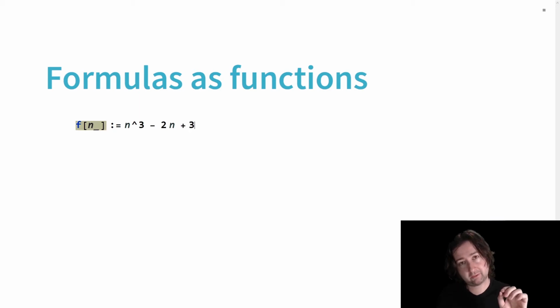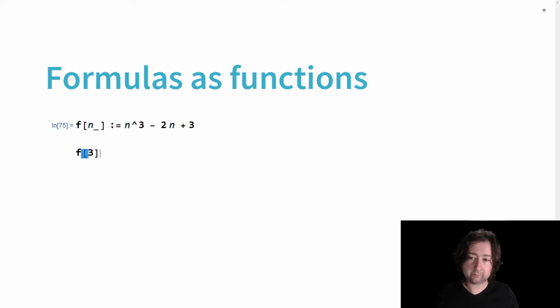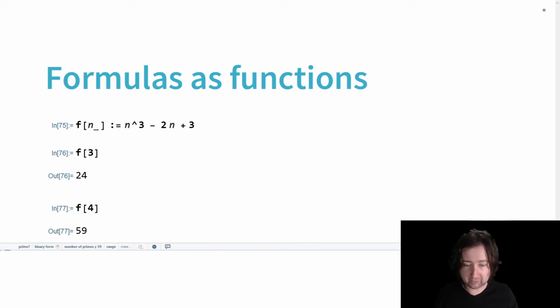3. Notice that we have green letters n and that they're italicized, which means that Mathematica knows that we're defining a function right now. You evaluate that with Shift+Enter like normal, and now you've got a function that you can call. So f of 3 is 24, f of 4 is 59. If you like, you could plot it.